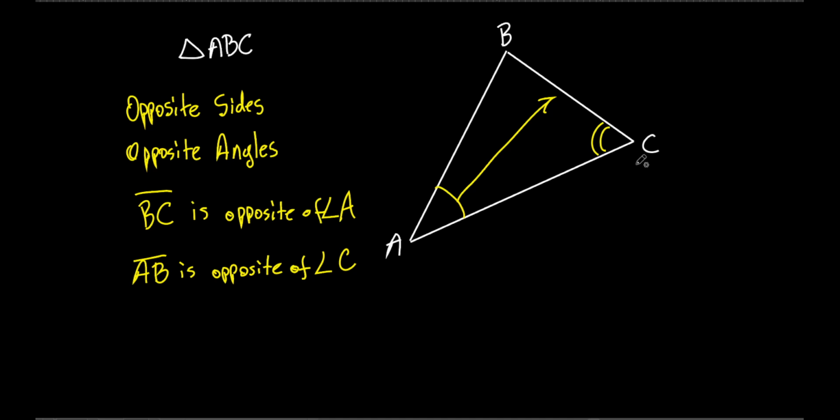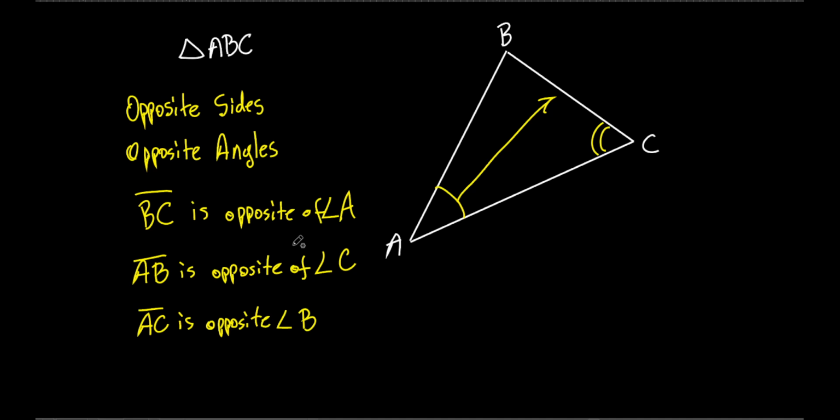What's the third side? We got BC, we got AB. What's the other side? AC. So we got line segment AC. Here's AC. What angle is opposite AC? Angle B, because B is not a part of AC, is it? All right. So AC is opposite angle B.